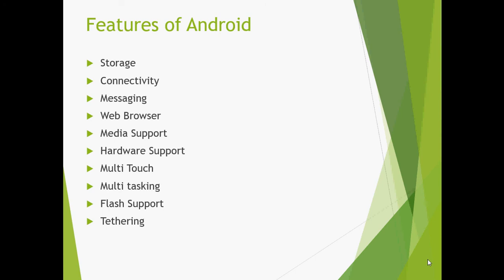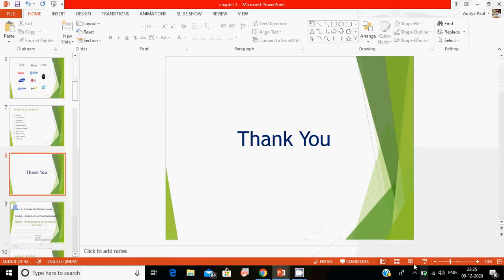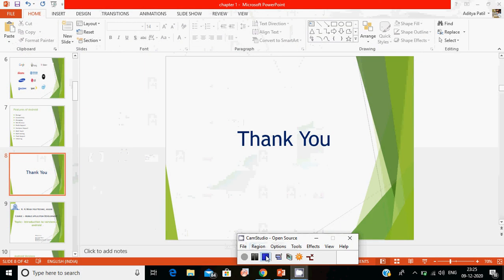Now the important part of this tutorial is the features of Android. What actually makes the Android operating system or Android platform famous in between all the other platforms in mobile operating systems? The first feature of Android is storage. It provides large storage capacity with either internal memory or external memory, and you can add external memory as easily as possible.